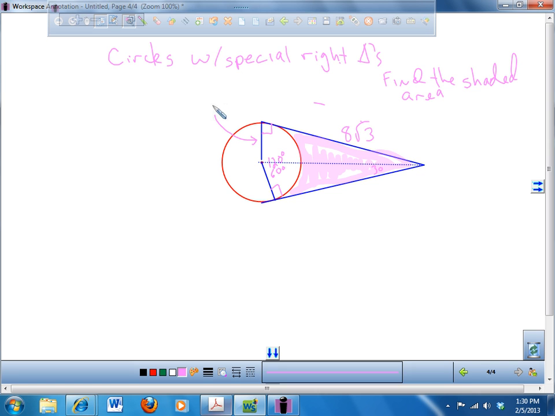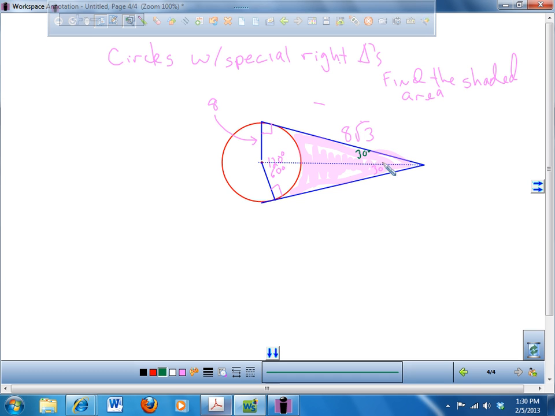So what does this side have to be? 8, because this over here would have to be a 30-degree angle. So if this is 8 root 3, this is the long leg, right? This is the hypotenuse over here. So that's the long leg of the right triangle, and this is the short leg, so it's 8.